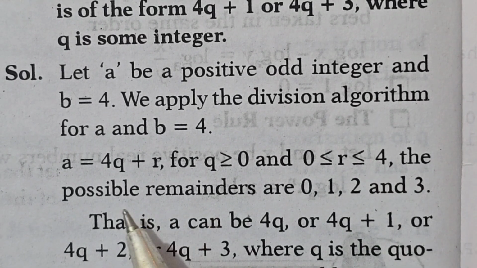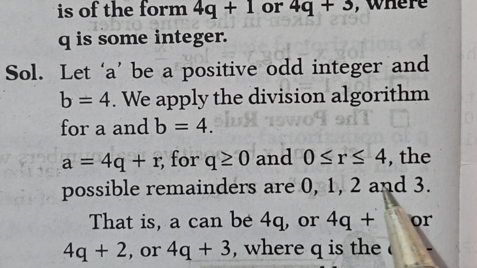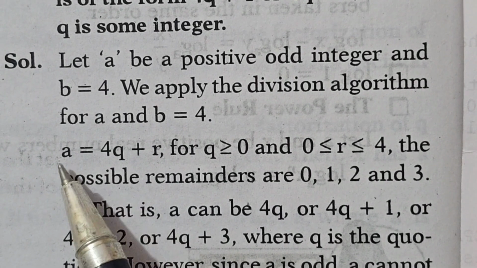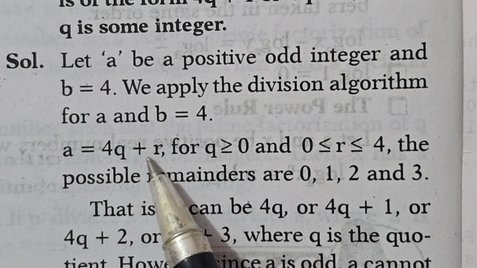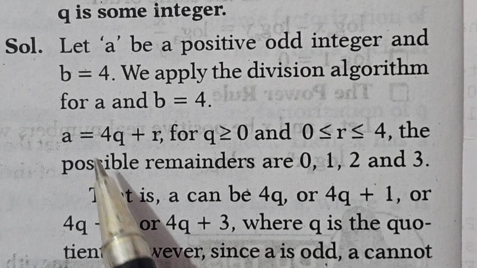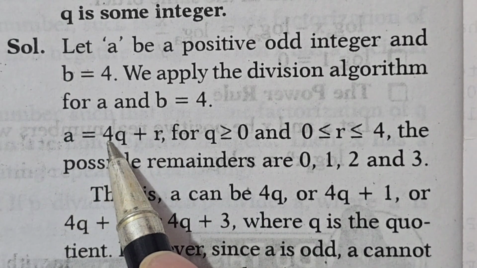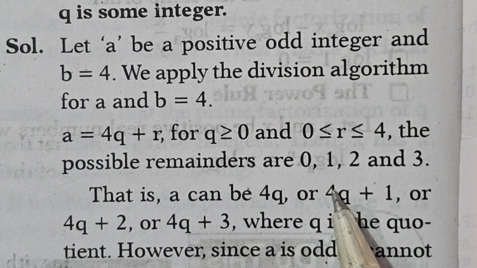The possible remainders are 0, 1, 2, 3 only, not 4. Now apply this in this equation. a is equal to 4q plus 0. That means a equals 4q. And if you take r equal to 1, a equals 4q plus 1. This is the next value.